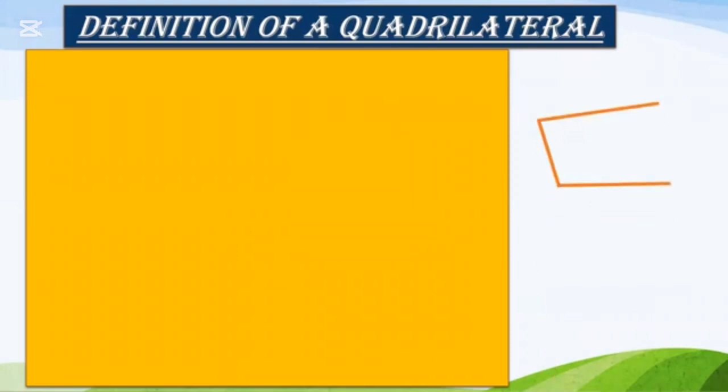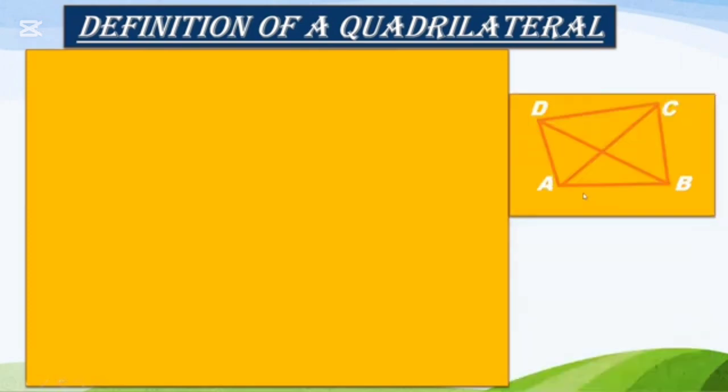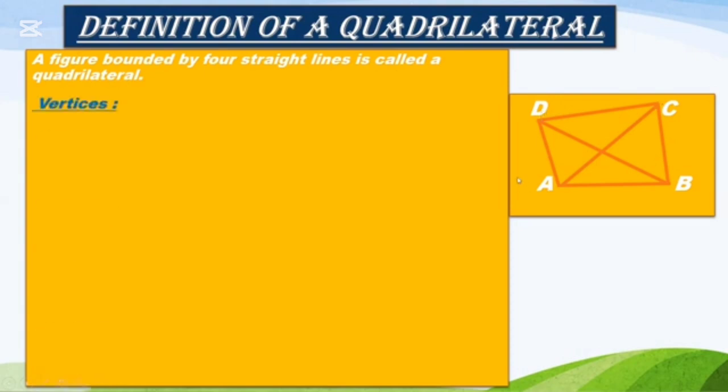So what is a quadrilateral? By the definition, what is a quadrilateral? Here you can see the picture of quadrilateral. A figure bounded by four straight lines is called a quadrilateral. So here A, B, C, D is a quadrilateral.